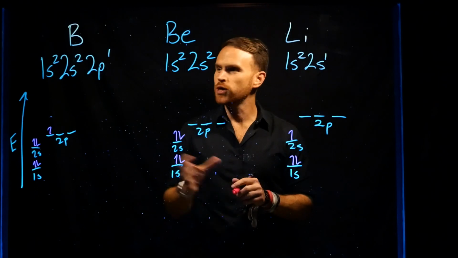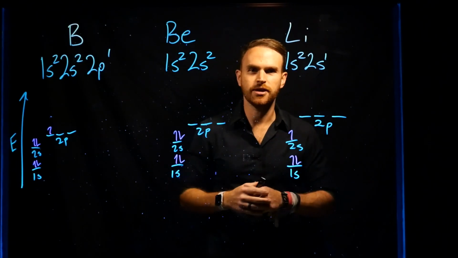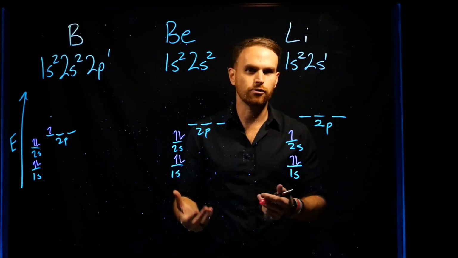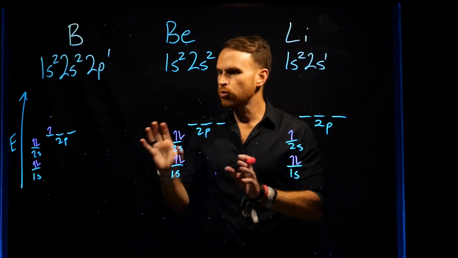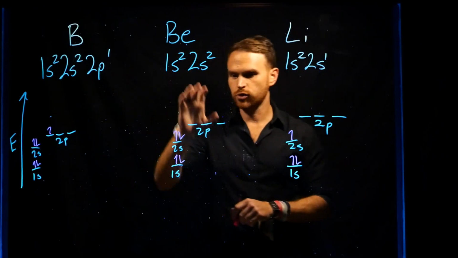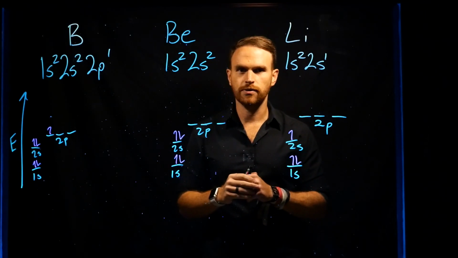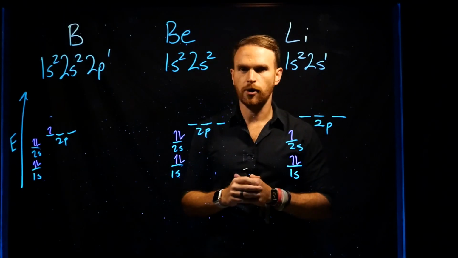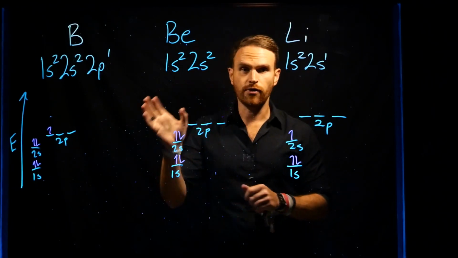When considering which of boron, beryllium, and lithium are going to have the highest or lowest first ionization energy, it's important again to take an electron configuration approach. Notice on the screen in front of you all of the different electron configurations with their corresponding energy diagram I have provided for you.